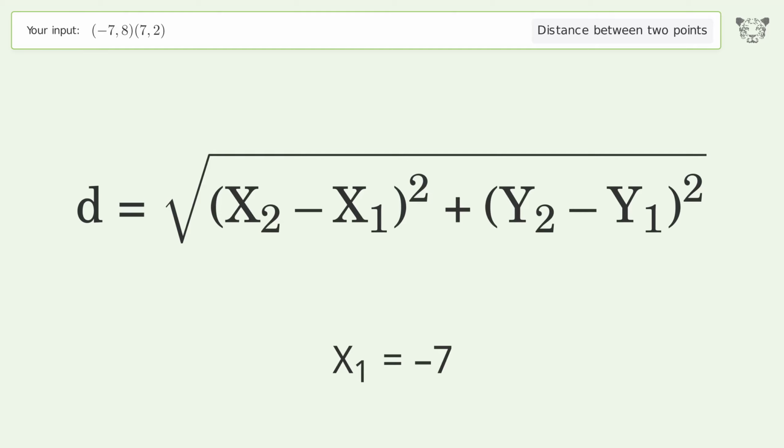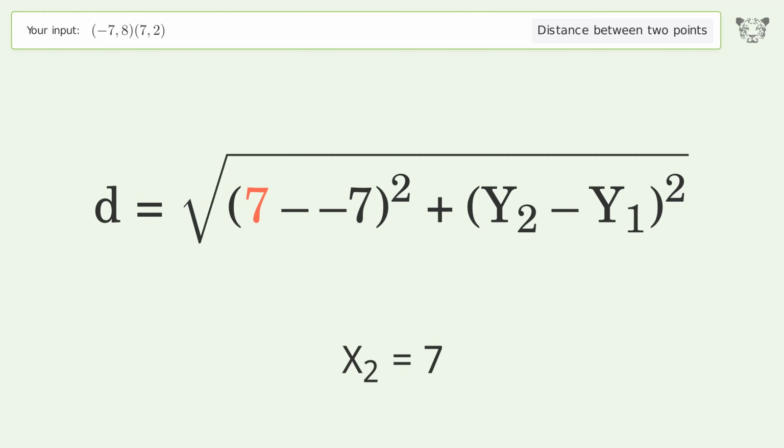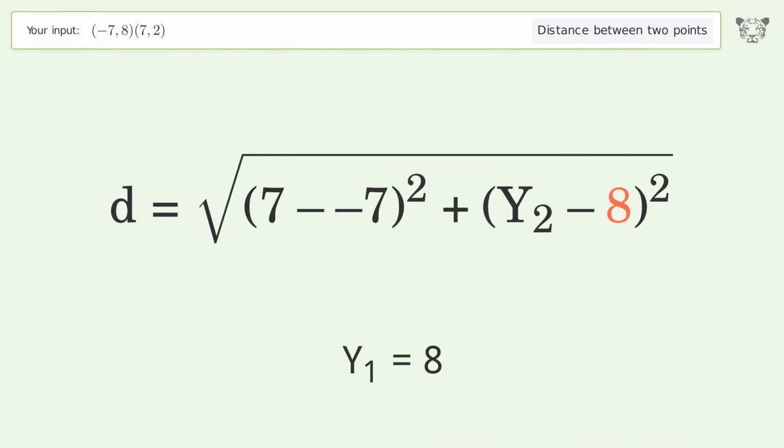x1 equals -7. x2 equals 7. y1 equals 8. y2 equals 2.